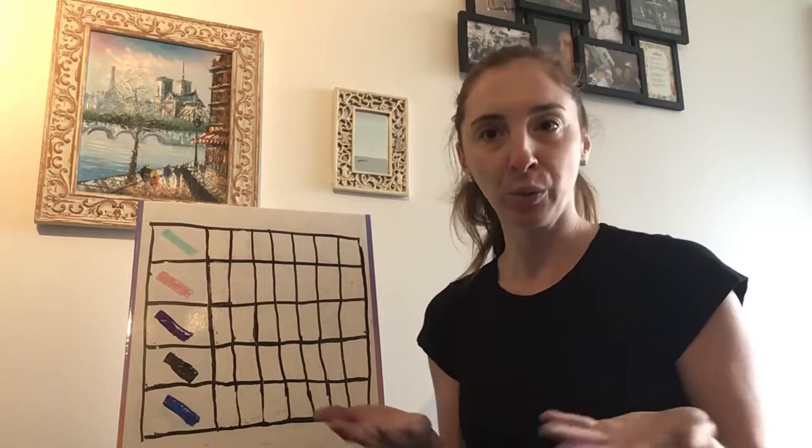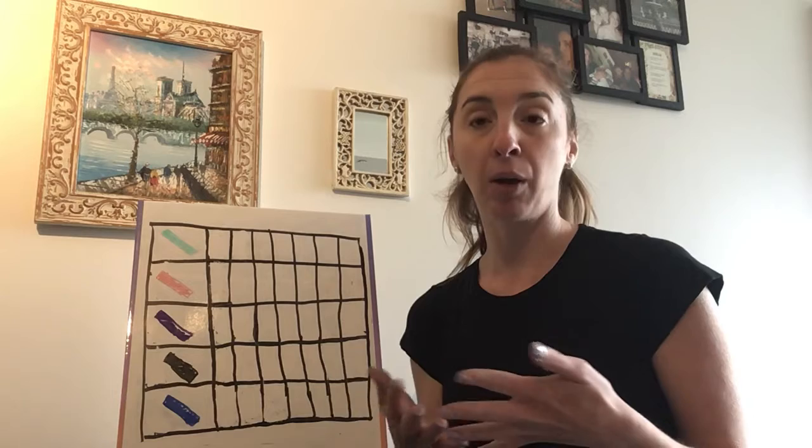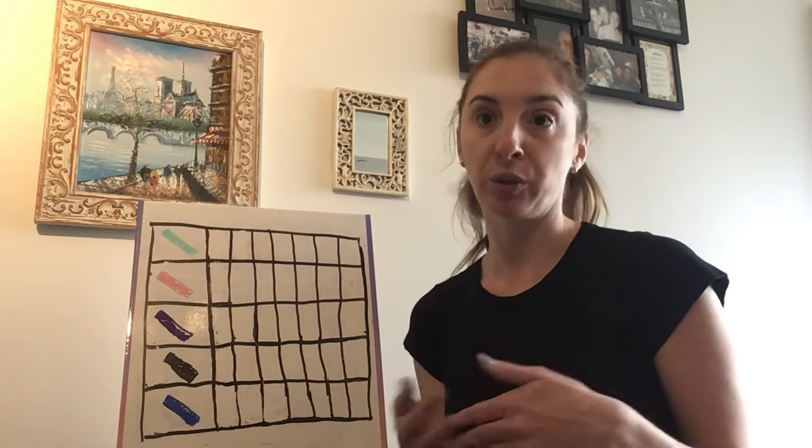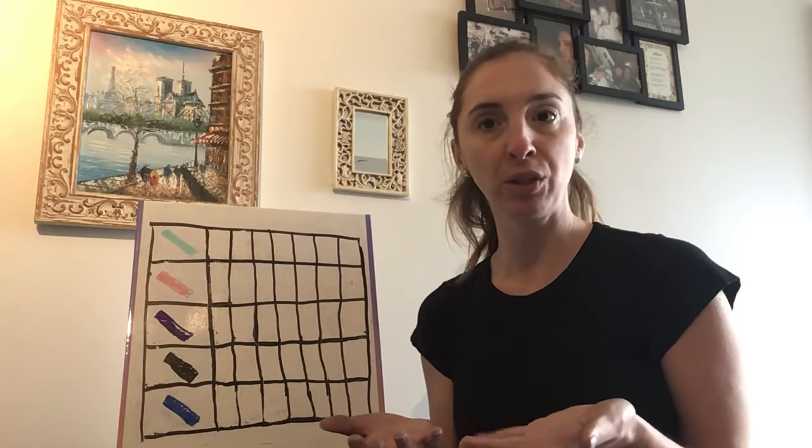So a graph is a way to organize information so that you can really easily see how many you have of different objects. You can see which one you have more of or less of without having to count them. So it's a way to organize your information.